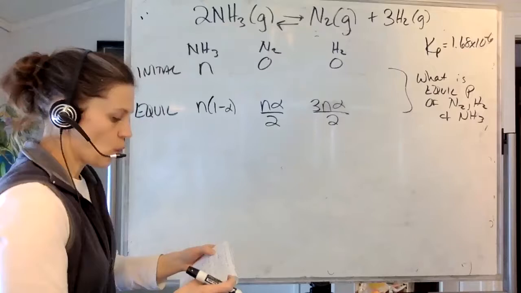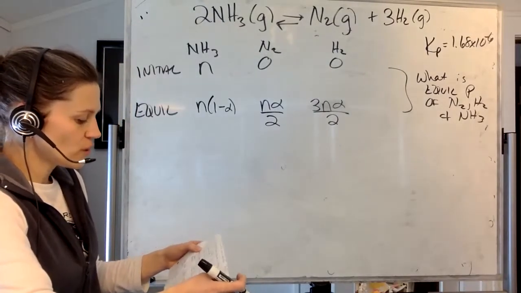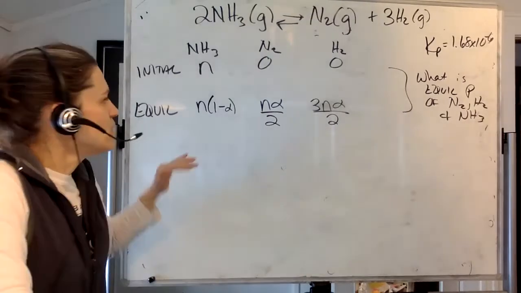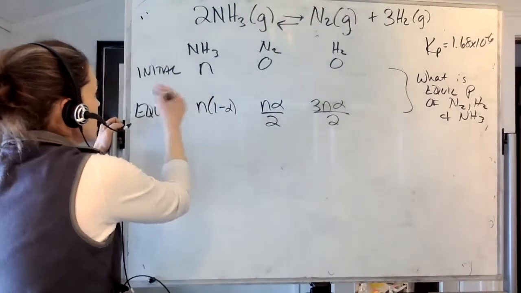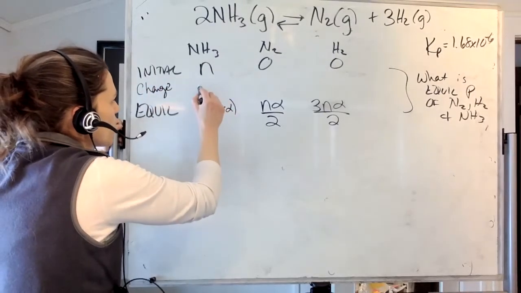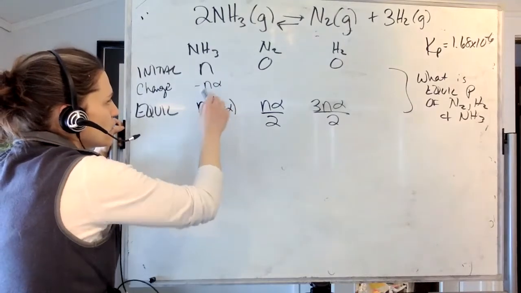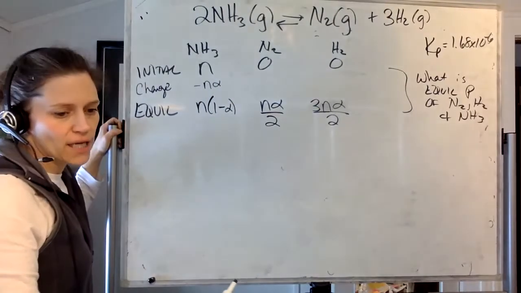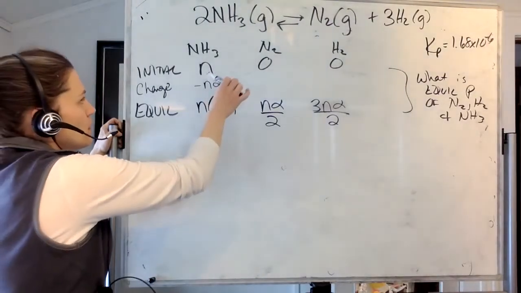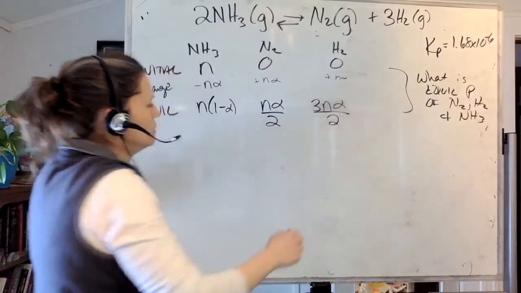Okay, why have I written it this way? So if you want to think about how the change, we'll add that in. So here we've got minus N alpha. And so if N times alpha is the number of moles that have reacted, or the fraction reacted at equilibrium, then you're going to have plus N alpha, plus N alpha.